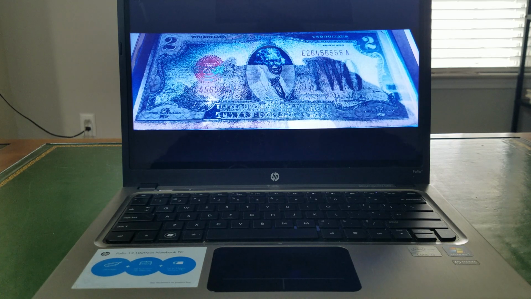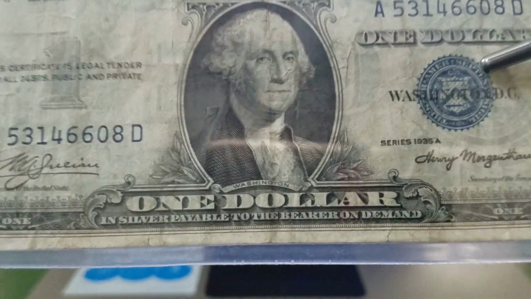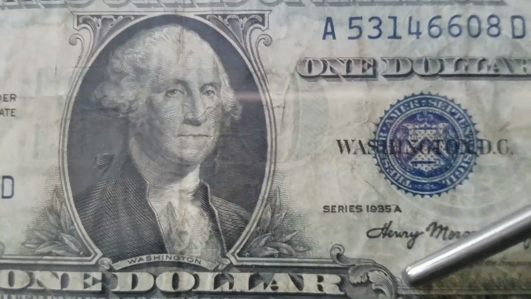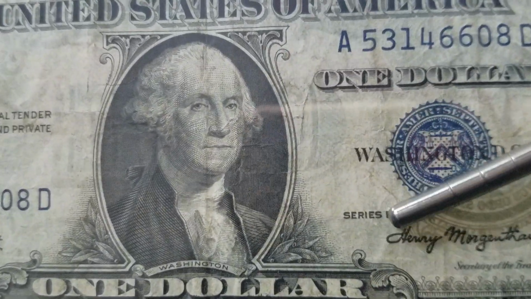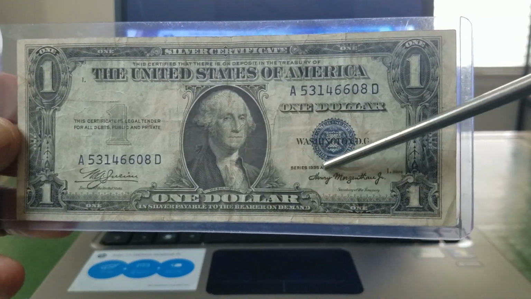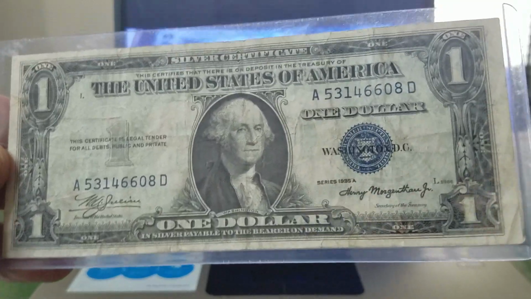All right, so today I will be speaking about series change, or series changes, and that is right here. That's the series year right there. Not the series change, but the series year. And it can be found on the lower right hand portion of the note, to the right of the portrait.